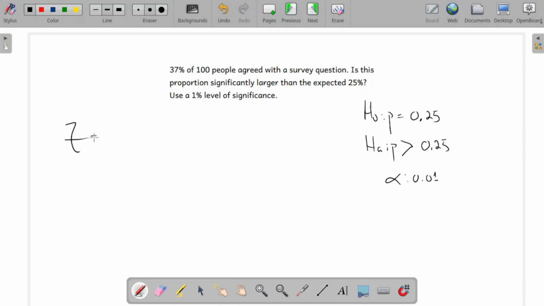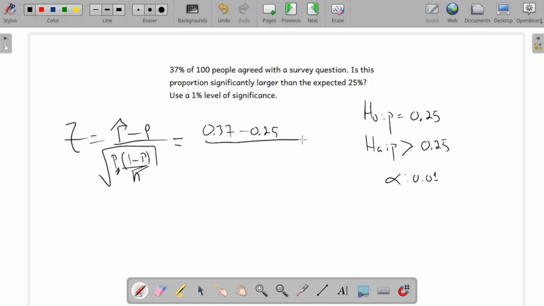Our formula then is p hat minus p, all divided by the square root of p, 1 minus p, over n. Remember, this is your success condition, and the 1 minus p is your failure condition. Let's put the numbers in. So this is 0.37, and we'll subtract 0.25. Here will be 0.25 times 1 minus that, or 0.75, divided by 100, and that's under a square root.